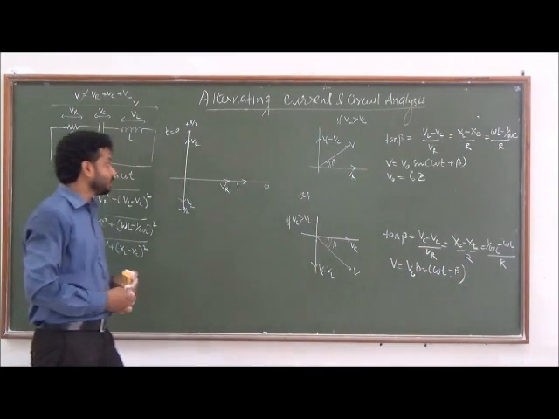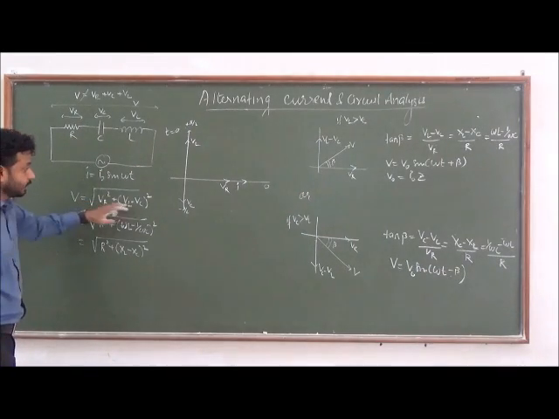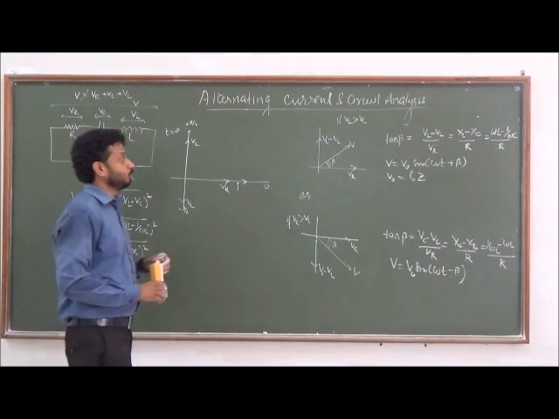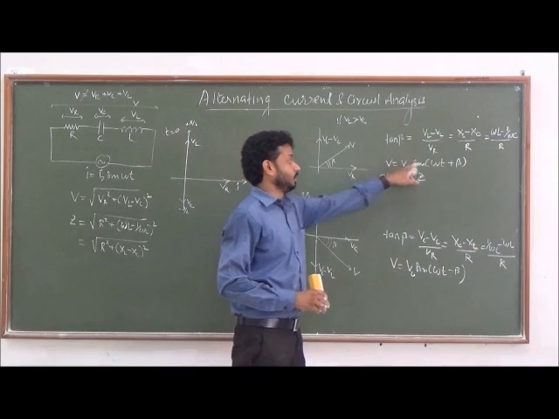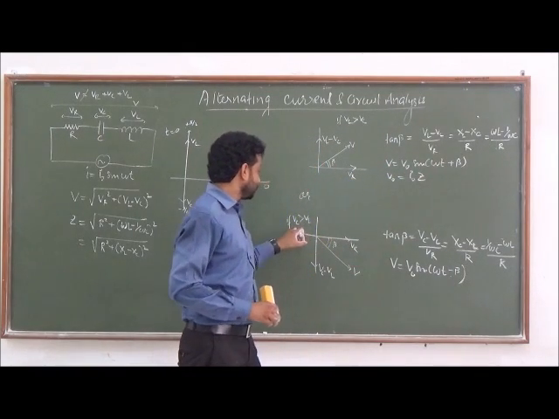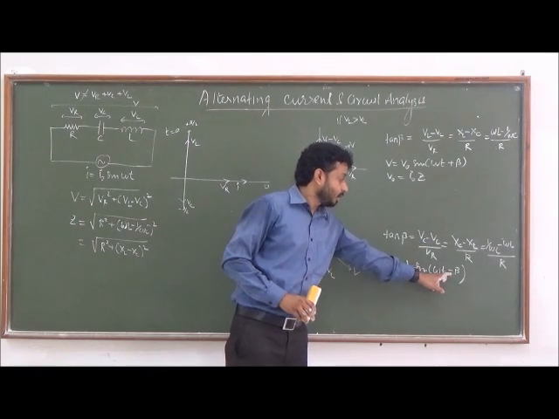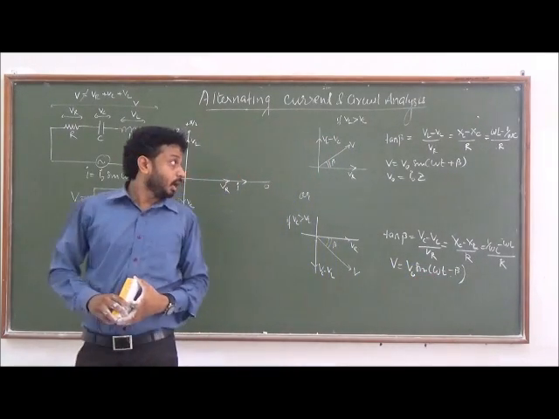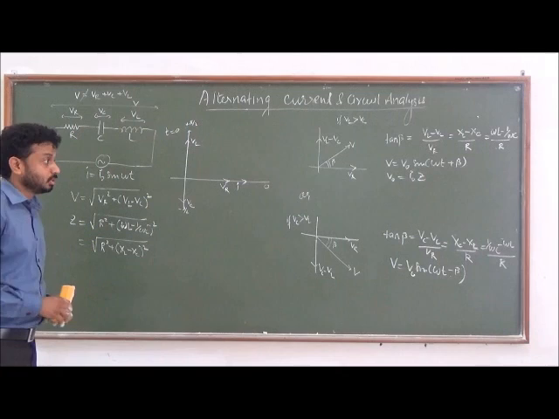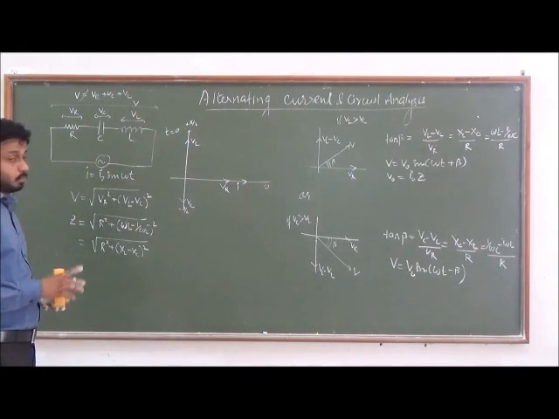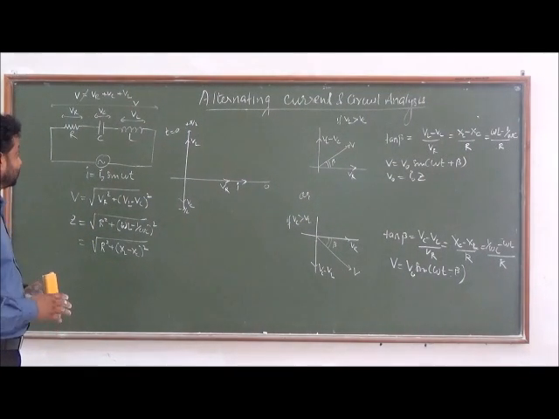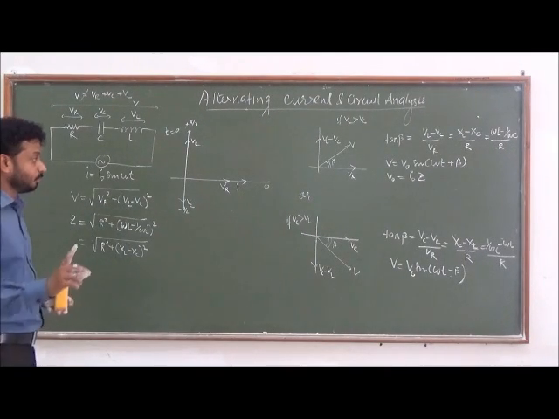So, the summary says that the net potential is given like this, and if your VL is more than VC, then the net potential will lead the current by beta, and if your VC is more than VL, then the net potential will lag the current by beta. And you can find tan beta in both the cases also. Now, the important part is this. What if your VL becomes equal to VC?